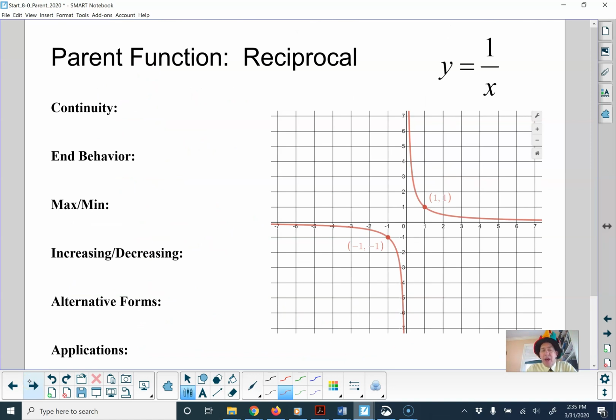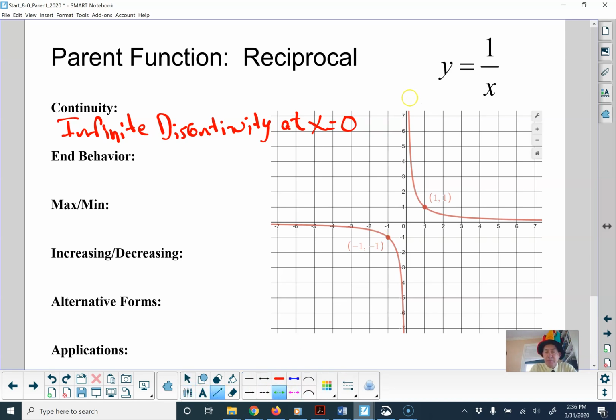Continuity. You cannot draw this graph without lifting up your pencil. It is in two separate, distinct parts. It actually has what's called an infinite discontinuity at x equals 0. When x equals 0, it is infinitely discontinuous. You can actually draw your asymptote on it at x equals 0, and it doesn't touch, and it goes off to infinity in both directions.